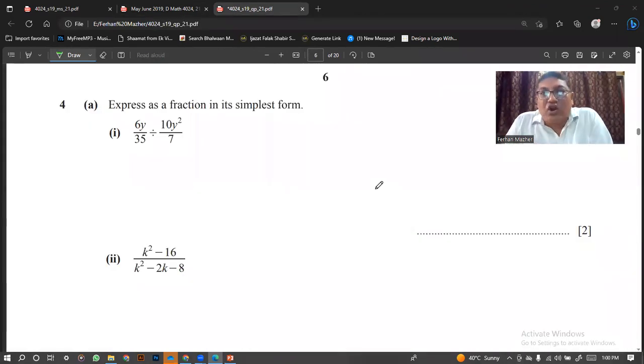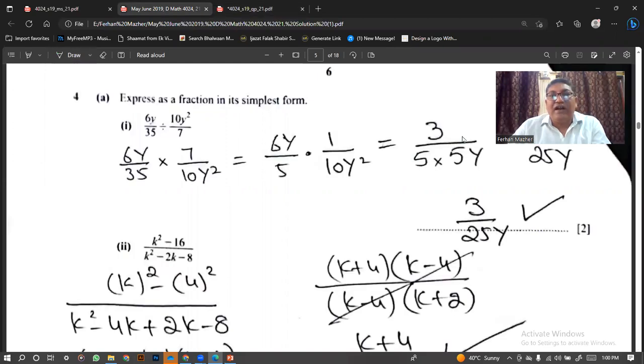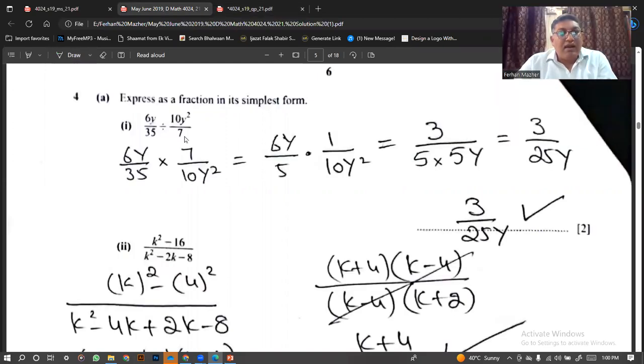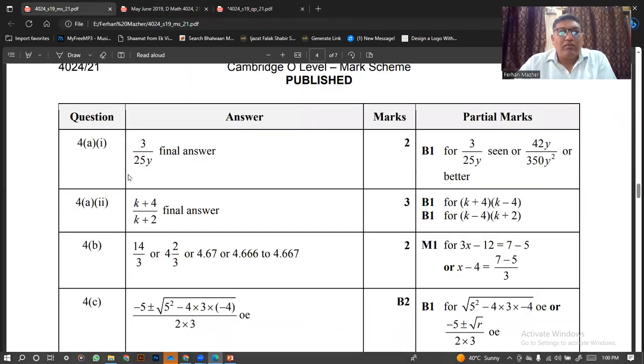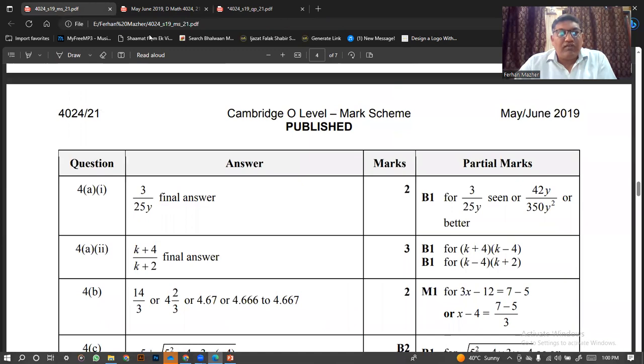Okay, so we are on question number 4. It says express as a fraction in its simplest form. So for the first part, I will reciprocate this fraction, and this divide sign is converted into a multiplication sign. So it will be 6y by 5, times 1 by 10y squared. The 7 and 35 have been cancelled. So 3 divided by 5 into 5y, so this will be 3 by 25y. So our answer is right.